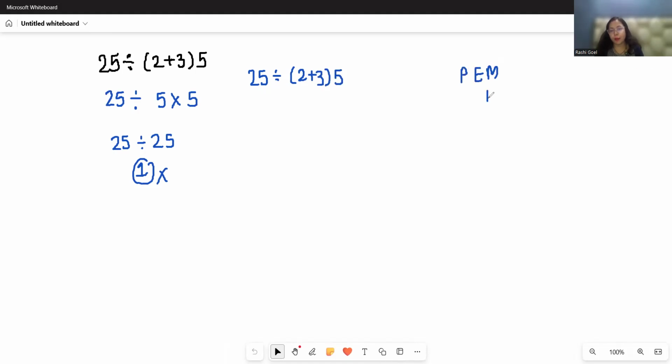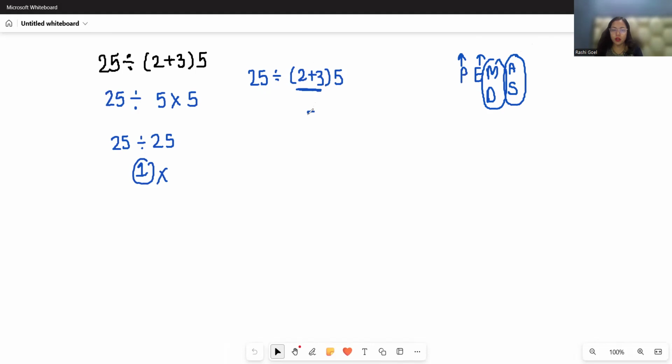which is also known as the PEMDAS rule. This rule helps you give priority and tells you where to start. So first you have to solve the parenthesis, bracket if given, then exponent. Multiplication and division both have the same priority, just solve them from left to right. Similarly, addition and subtraction.